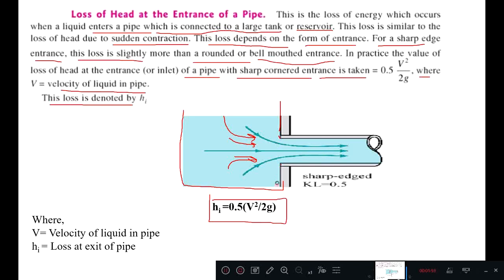So for the sharp edged entrance, the loss factor, that is KL, is to be taken as 0.5. Hence it is written as Hi is equal to 0.5 v square by 2g, where v is the velocity of the liquid in the pipe. Okay, so this loss is at the entry of the pipe, not the exit. It is the loss due to entry of the pipe.